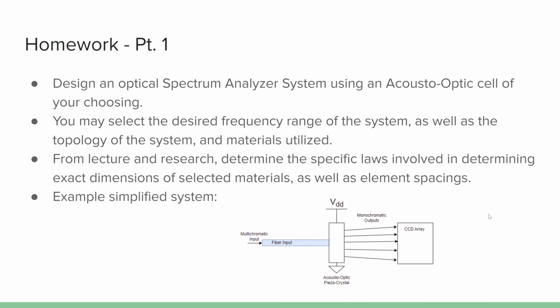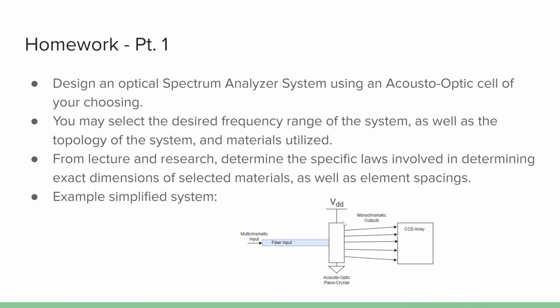So, from this lecture, from the text, and probably from your own research as well, you will most likely need to do some of your own independent research, determine the specific laws involved in obtaining exact dimensions. Also, after you have all your laws kind of spread out here, determine the exact dimensions that you're going to need throughout the system. So, give me at least some information with regards to the fiber line that you have going on here. You don't need to go too in-depth on the fiber line.